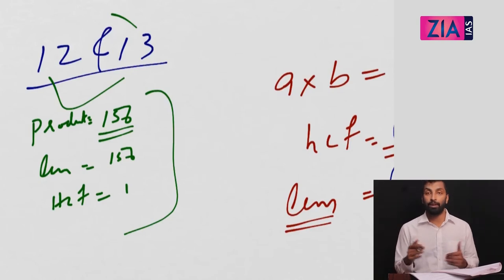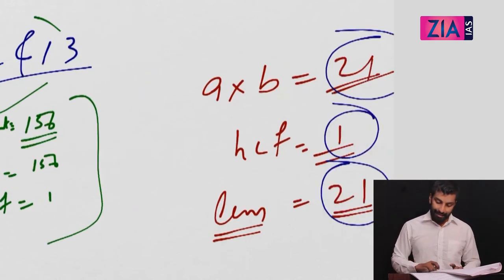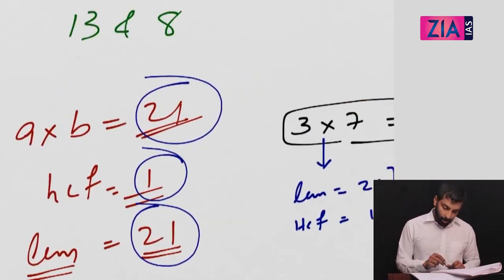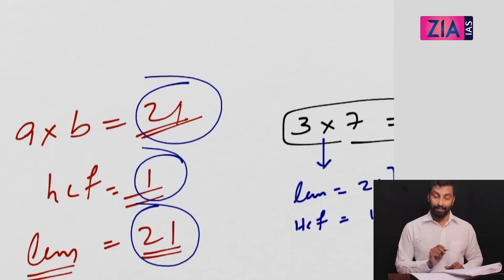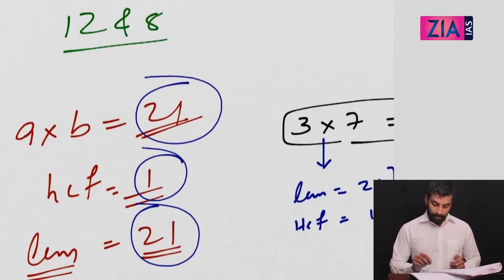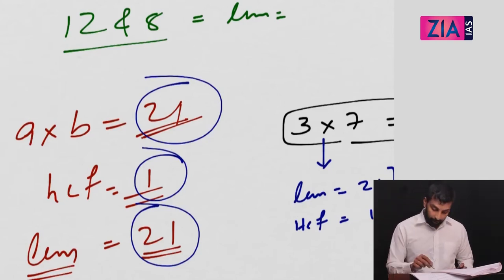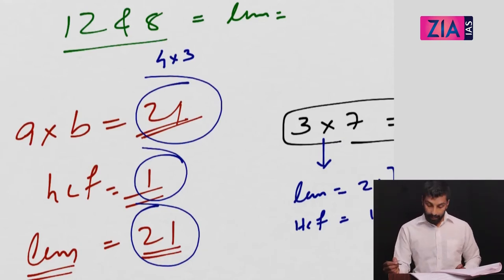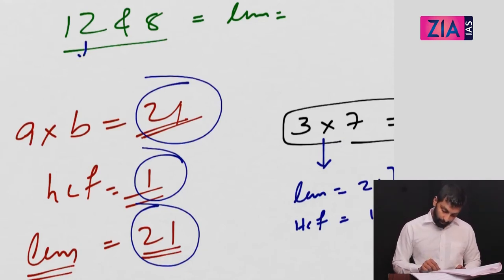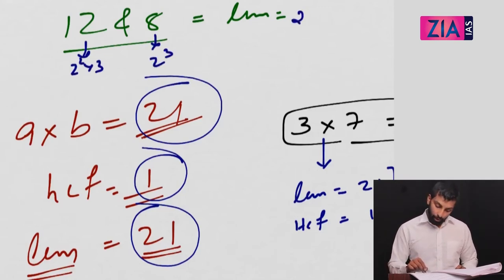So let's not take consecutive numbers, let's take two numbers which have some distance. Let's take 13 and 8. Or let's take numbers where there is a common factor. Let's take 12 and 8, then you may feel some difficulty. Now what is the LCM? How will you find it? 12 is basically 4 into 3, or 2 square into 3. 8 is 2 cube. What is the LCM? 2 cube into 3, so that is actually 24.